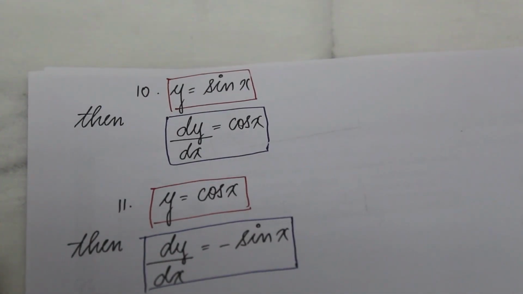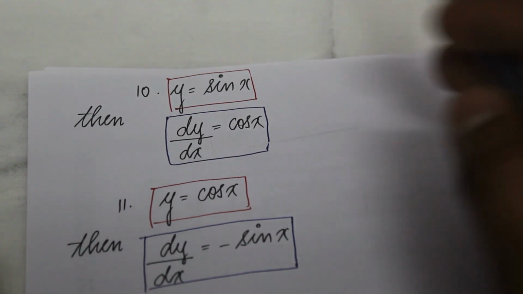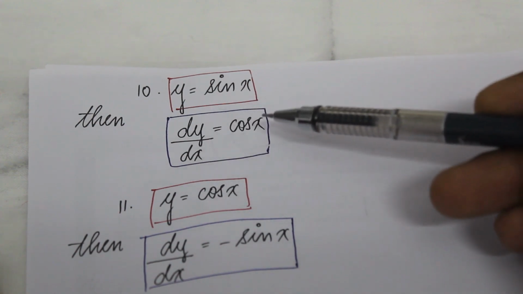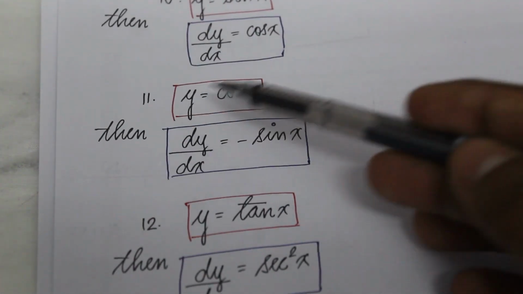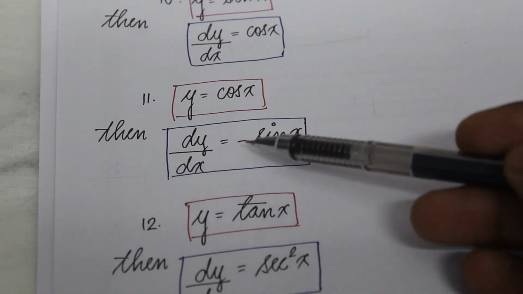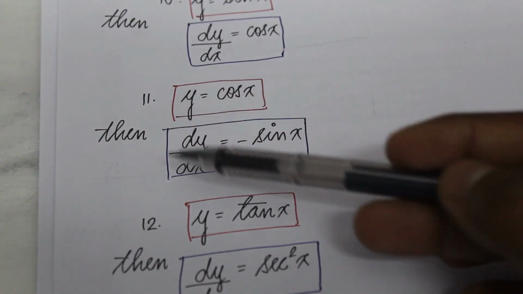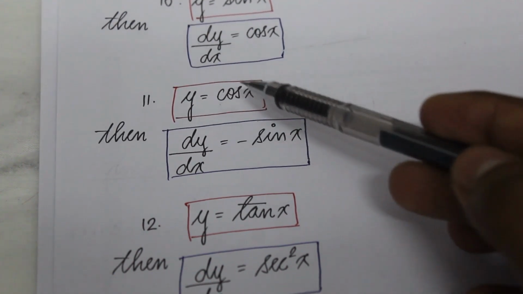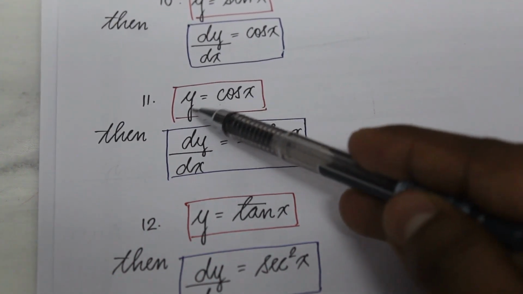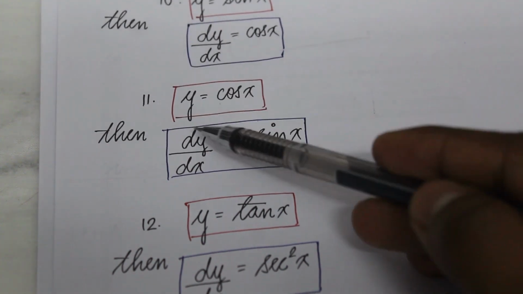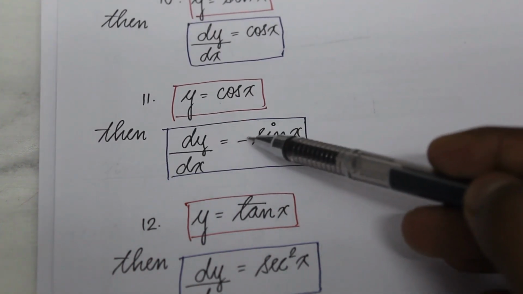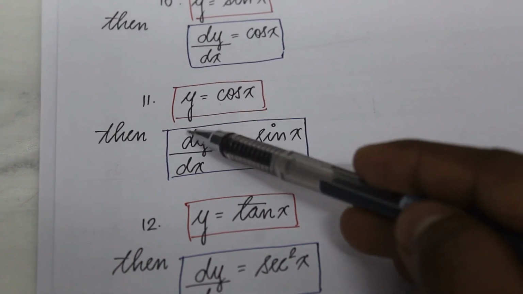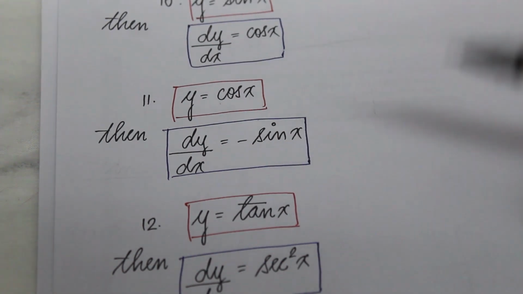Now we'll see differentiation of trigonometric functions. What if y is equal to sin x? Then dy by dx will be equal to cos x. Similarly, if y is equal to cos x, dy by dx is equal to minus sin x. A small trick to remember: whenever a trigonometric function starts with c, its differentiation will always have a negative sign. So y is equal to cos x, then dy by dx is equal to minus sin x.